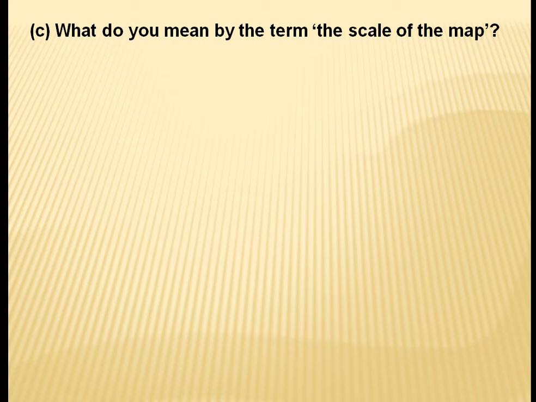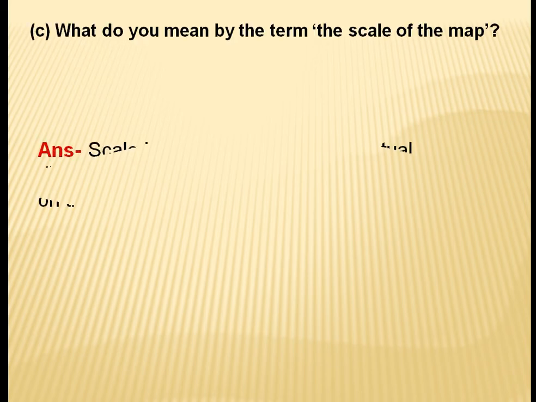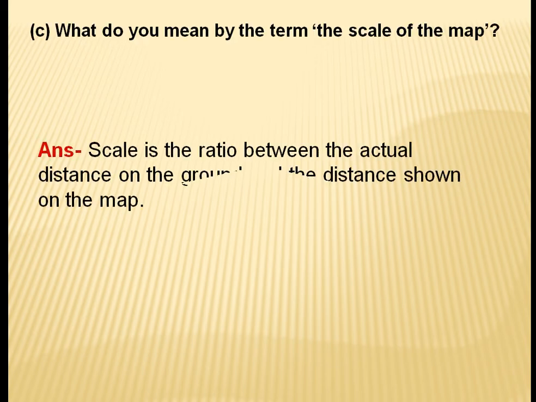So here we are going to see about the scale of map. So what is the scale of map? That's a ratio, right? So scale is the ratio between the actual distance on the ground and the distance shown on the map. The question can be asked, what do you understand by the term the scale of the map? At that time it's simply meaning to you the definition of scale. The scale is the ratio between the actual distance on the ground and the distance shown on the map.